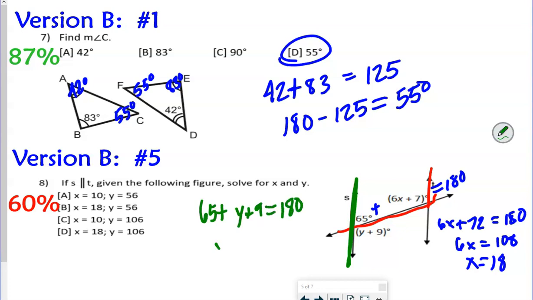So 65 plus 9 is 74, right? So we're going to subtract 74 from 180. So y is going to be equal to, what is that, 106? Indeed. So the answer was D.